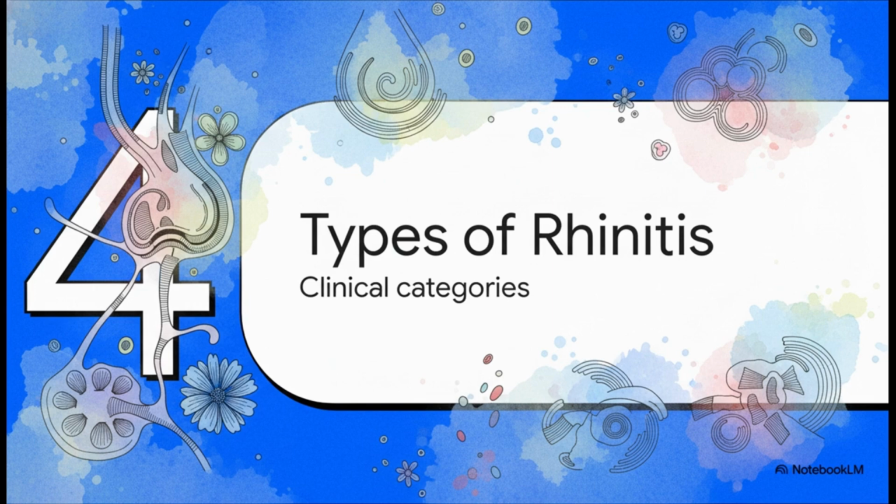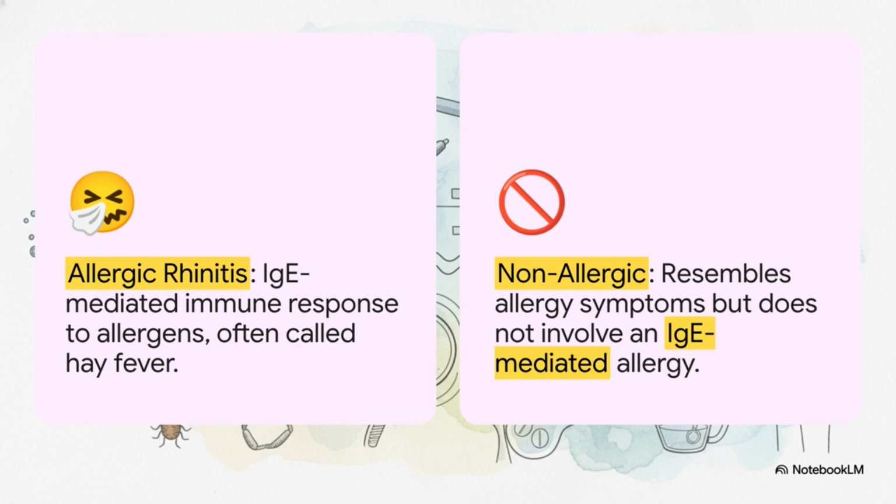All right, Section 4, Types of Rhinitis. Let's look at the clinical categories. The absolutely crucial divide here is the pathway. Allergic rhinitis is strictly an IgE-mediated immune response. It's an exaggerated, hypersensitive reaction to an allergen.